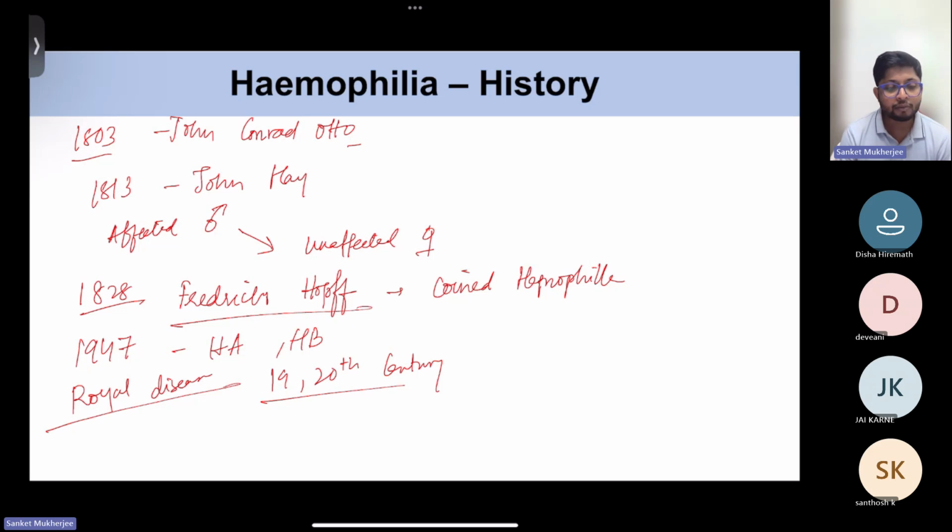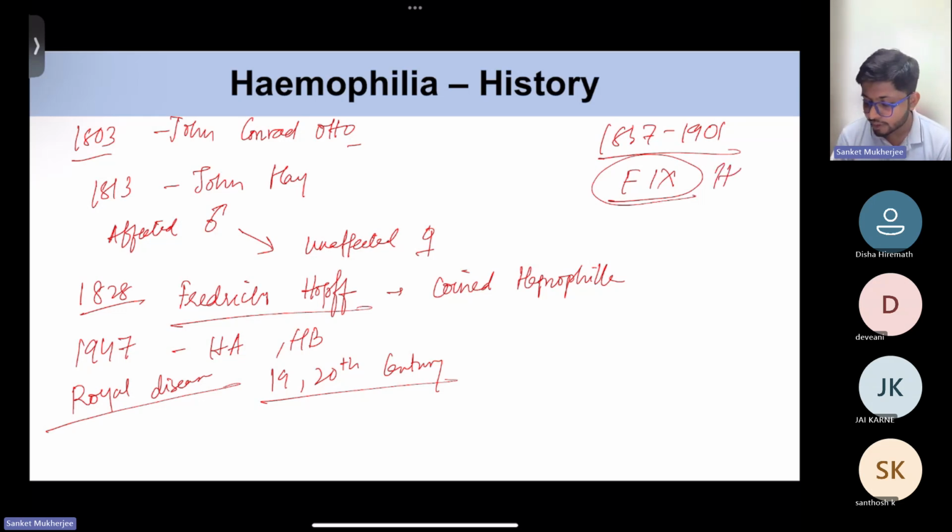From England, Germany, Russia, and Spain, everywhere. Even Queen Victoria, who ruled from 1837 to 1901, was a carrier of this disease. She had factor 9 deficiency. We'll see what that is, factor 8, factor 9 deficiency. That is basically hemophilia B. She had this disease, and she basically passed this defect to 3 of her 9 children.